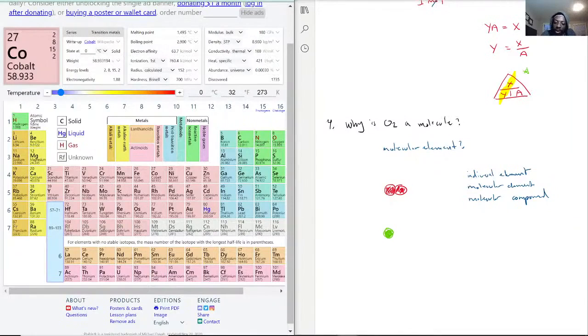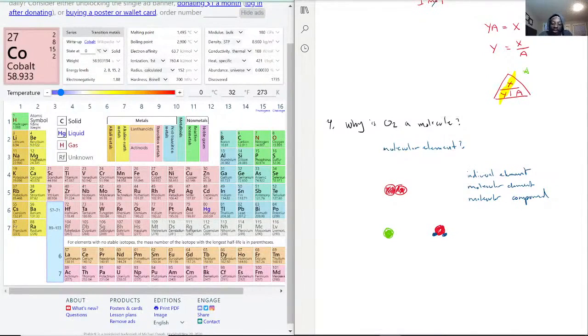A molecular compound is, let's say we have the perfect example, H2O, where we have two hydrogens and one oxygen. So we have that oxygen there, and then we have the two hydrogens attached to it. That is what we call a molecular compound because it's made up of different elements.